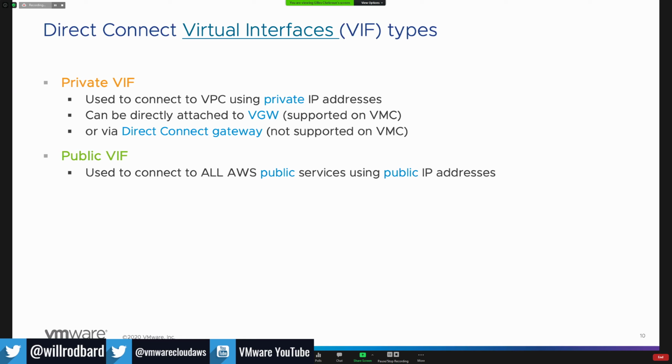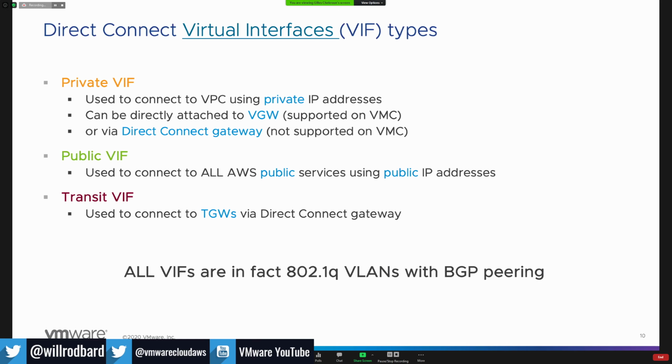Second is a public VIF. So public VIF is used to connect to all AWS public services, S3, DynamoDB, Lambda, all types of services using public addresses. And the third type is a transit VIF. So this is a virtual interface that is used to connect to transit gateways via Direct Connect Gateway. At the end of the day, all virtual interfaces are 802.1q VLANs with BGP peering.